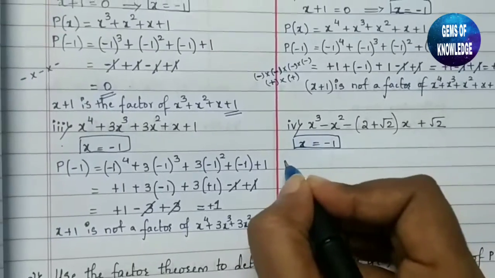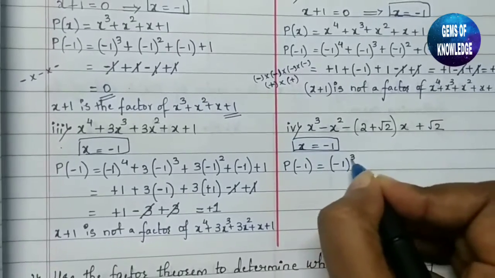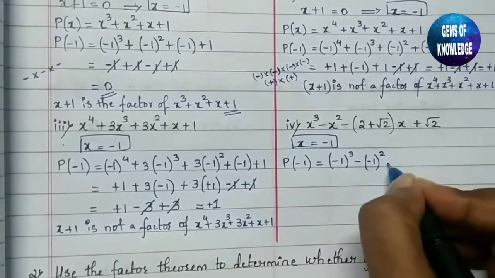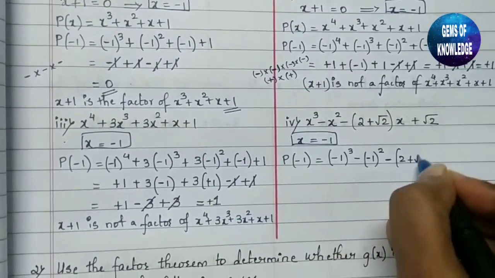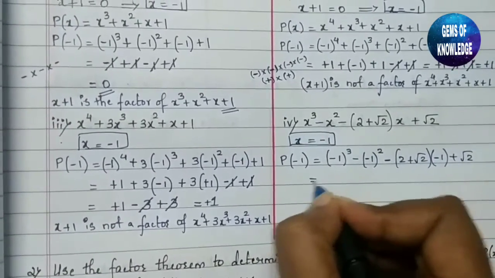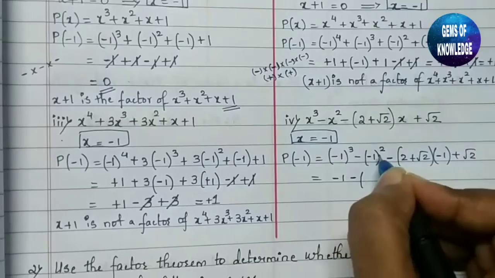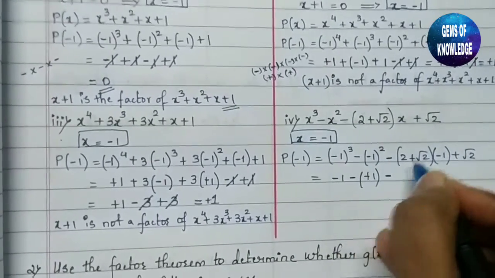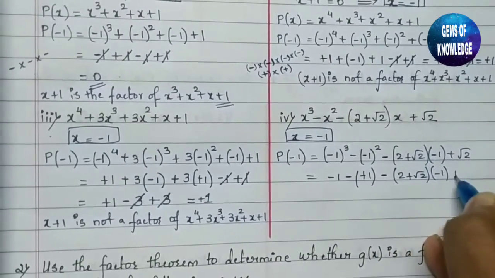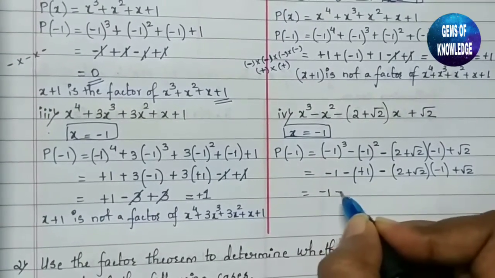Okay. So let us directly substitute p of minus 1 is equal to, in place of x we need to substitute minus 1 cube minus, in place of x again we are writing minus 1 square minus 2 plus root 2 of minus 1 plus root 2. So here we are getting minus 1 whole cube will be minus 1 and this minus will be as it is, and here we are getting plus 1 and minus the same thing we are getting here 2 plus root 2 of minus 1 plus root 2. So here we are getting minus 1 as it is, minus into plus will be minus 1.